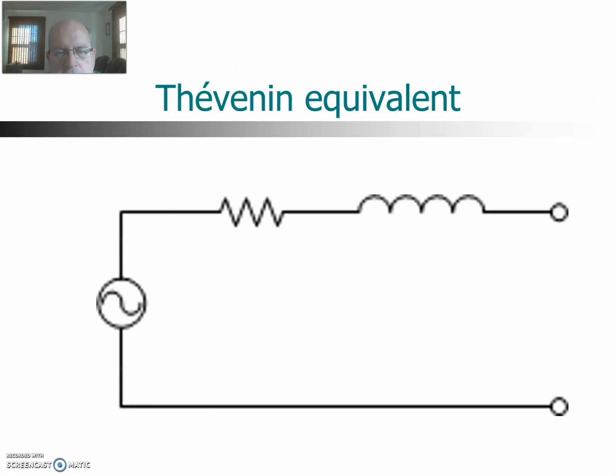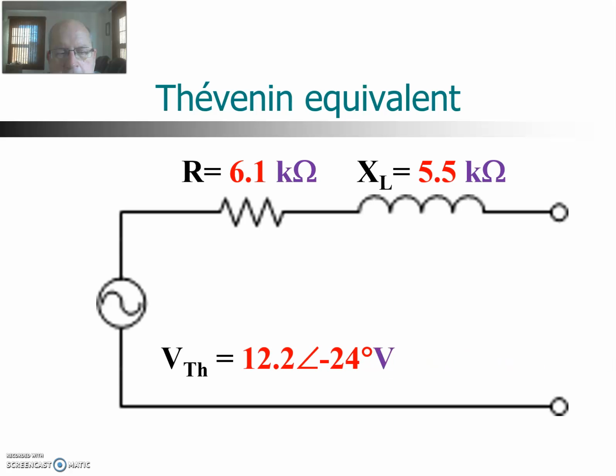So we'll redraw the circuit. This time we have the source and a resistor and inductor in series. The resistor 6.1K, that's the real part of the rectangular format. And the imaginary part is 5.5K. It's a plus J, so it's an inductor. And the voltage we previously found is 12.2 angle minus 24. So this is the Thevenin equivalent circuit. You have to draw the circuit and add the values. Don't just give the values. You actually should draw the circuit also.